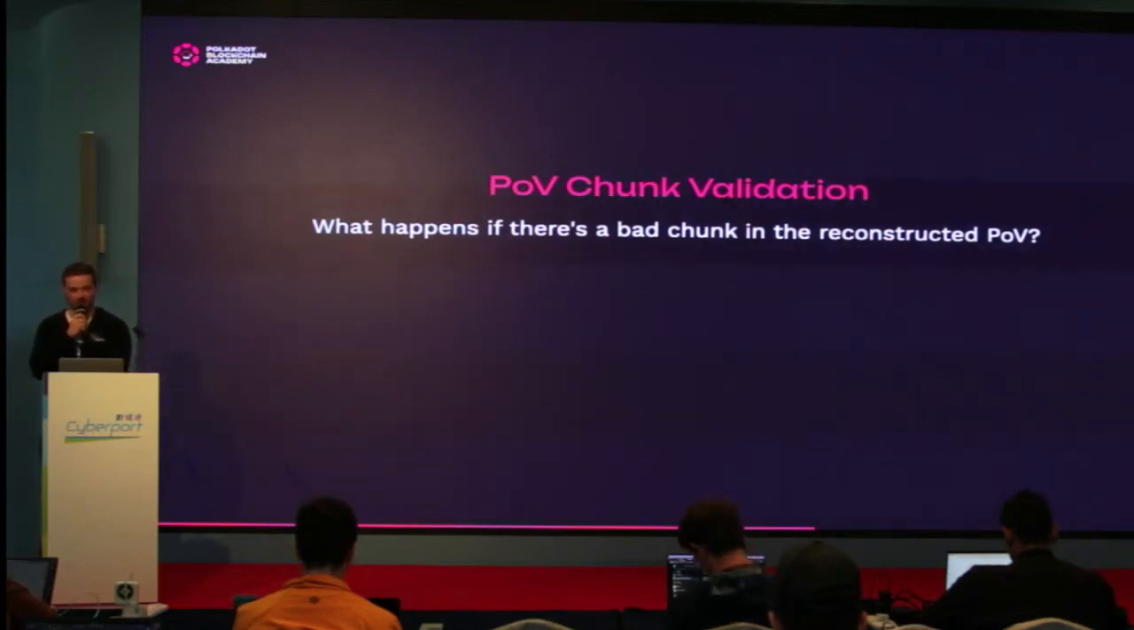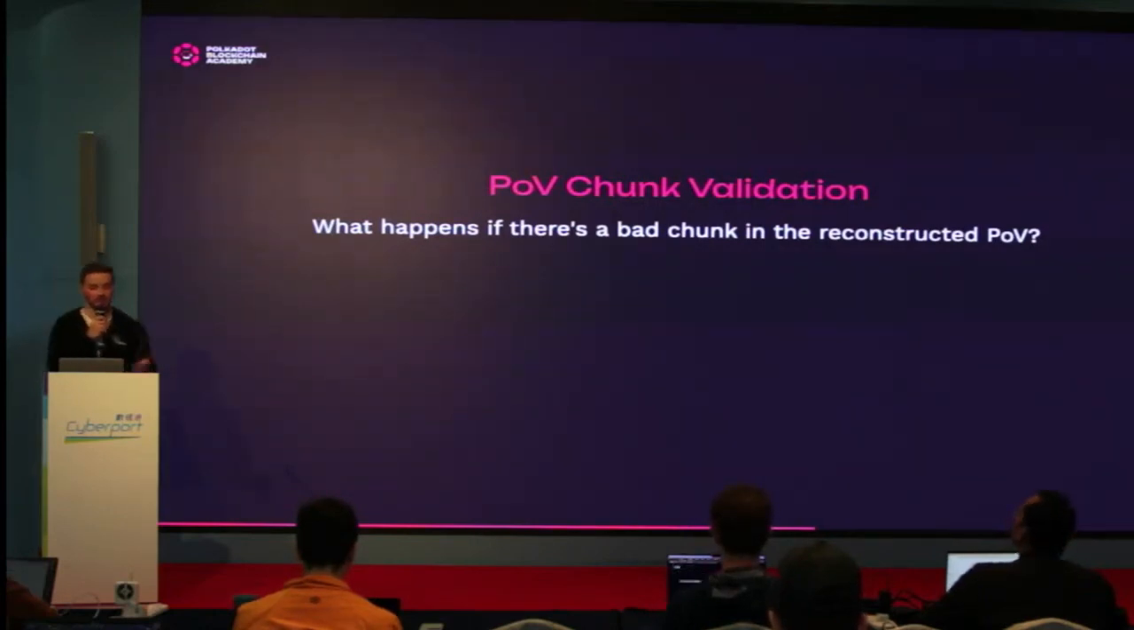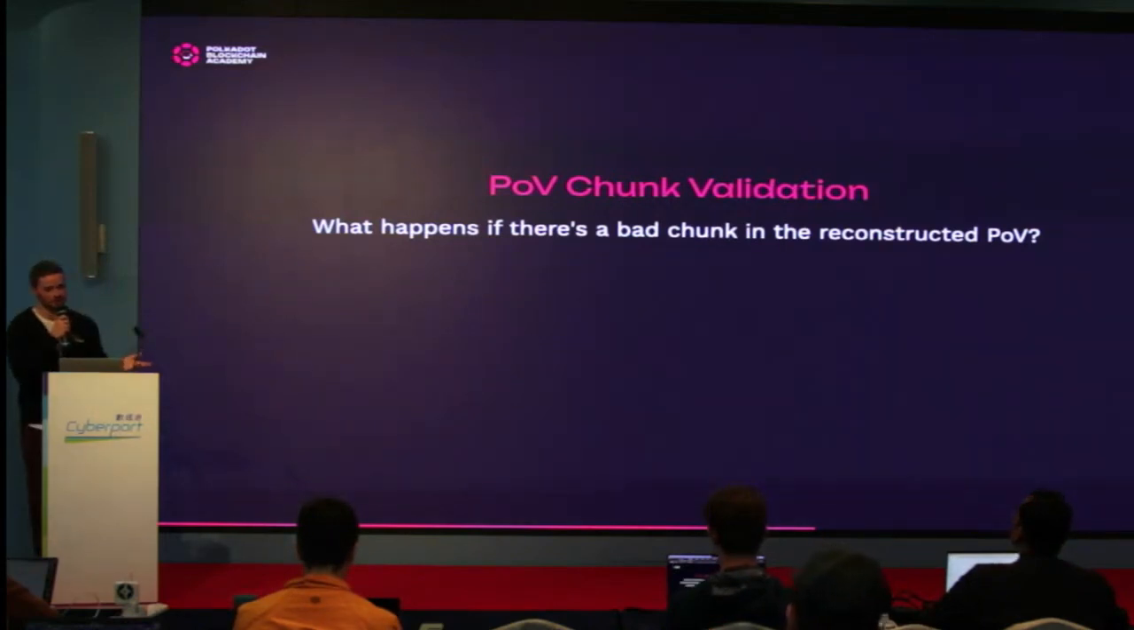All right, so now to talk about proof of validity chunk validation. What happens if there is a bad chunk in the reconstructed proof of validity?